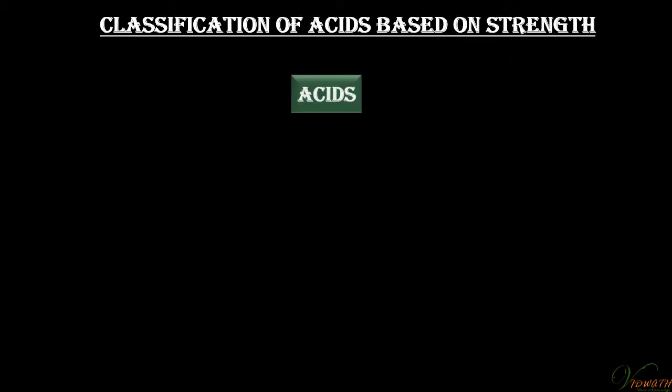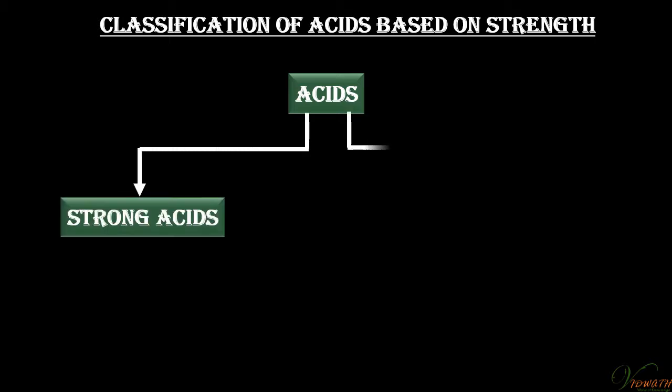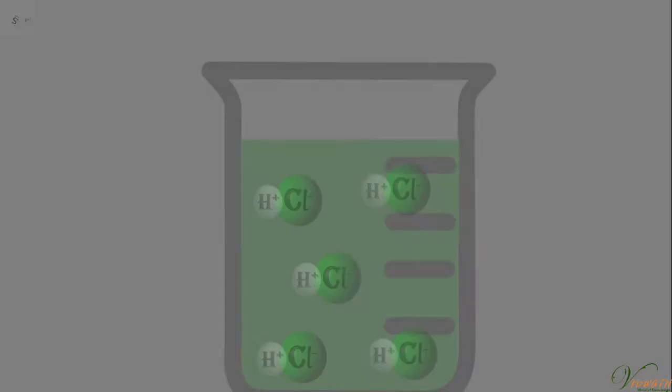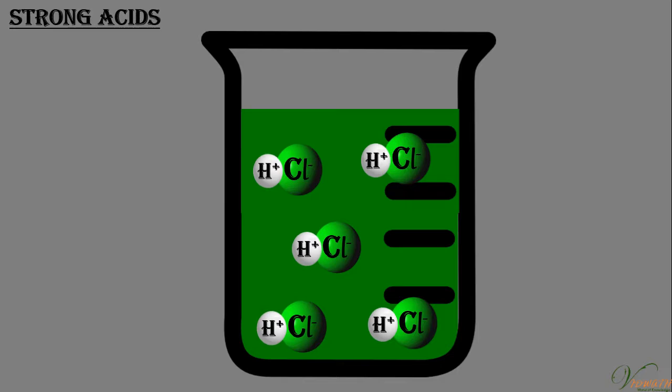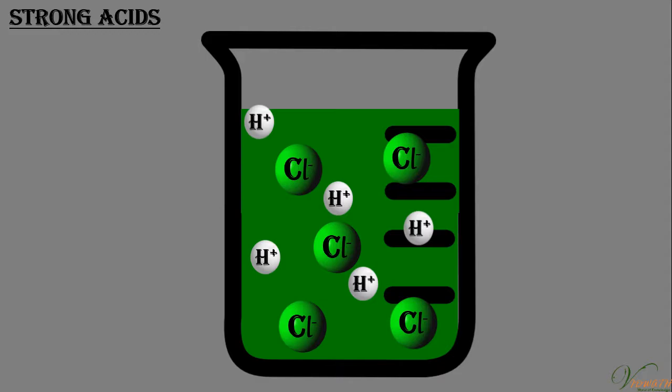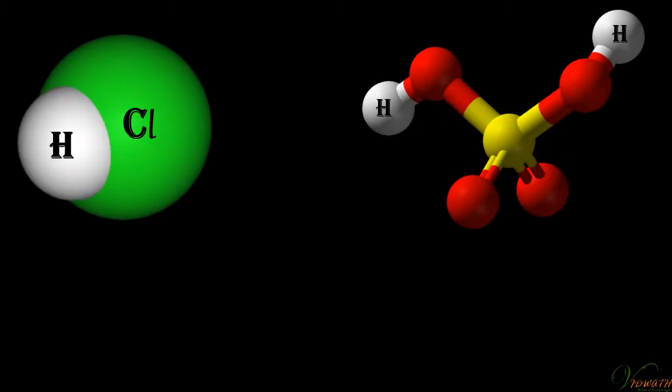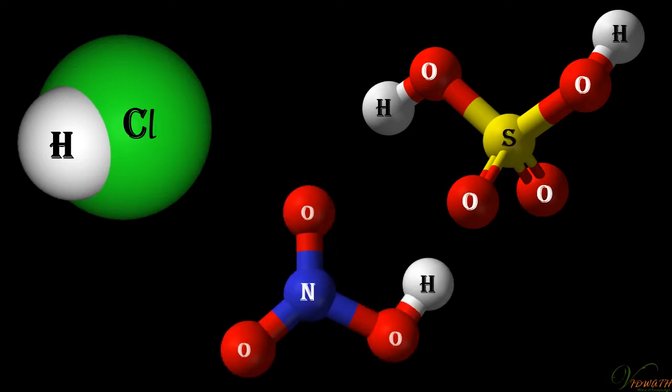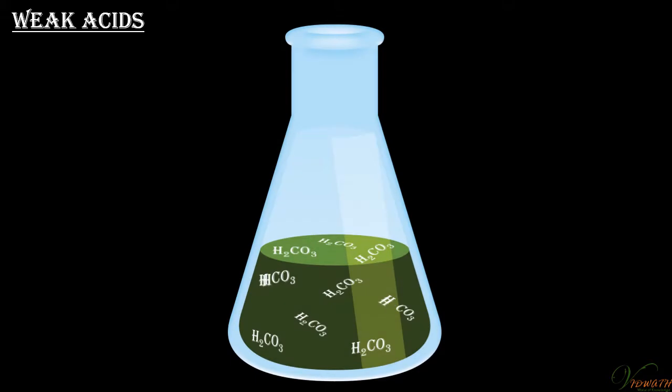Classification of acids based on strength. Based on ionization, the acids were classified into strong acids and weak acids. Strong acids. Acids which ionize completely into their ions are called strong acids. Example, HCl, H2SO4, HNO3, etc. Weak acids. Acids which ionize partially into their ions are called weak acids.